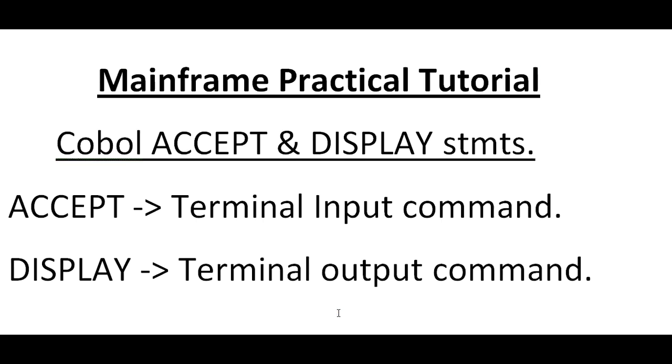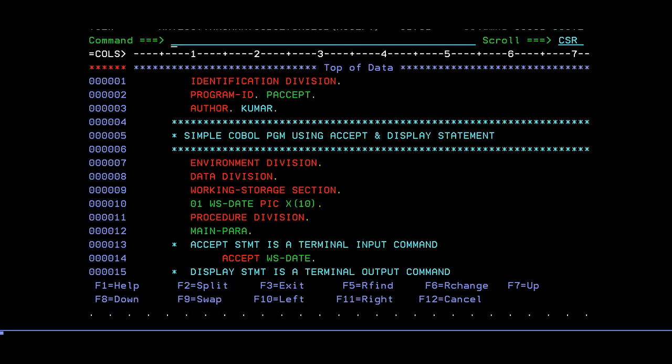So today in this video, I would like to share with you COBOL accept and display statements and how they work practically. As we all know, there are two statements called accept and display in COBOL. Accept is a terminal input command, whereas display is a terminal output command. When I say terminal input command, we would be manually entering the details, and display is to throw the output to the screen. So let's go ahead and see practically how we do that.